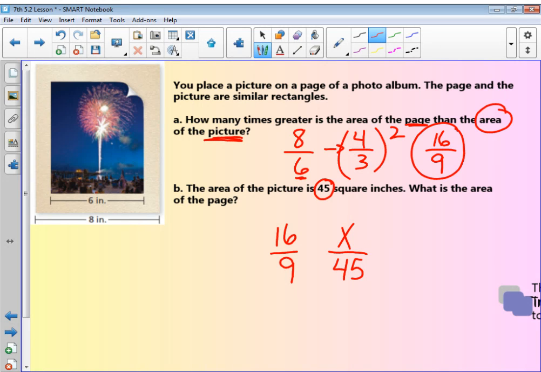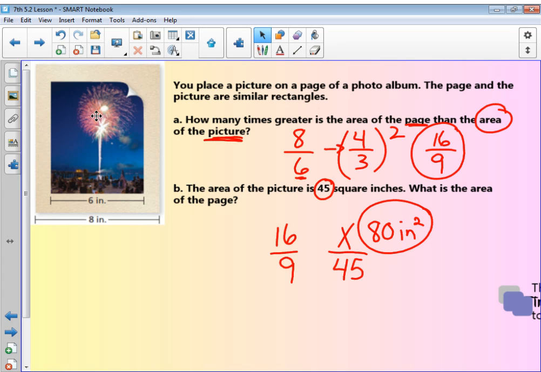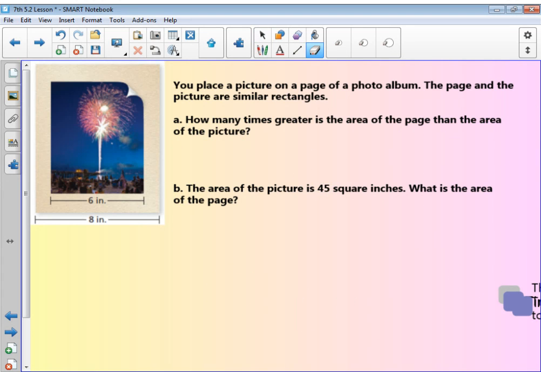Cross multiply and divide, right? This one's kind of a tricky one. It's kind of an advanced thing. So 45 times 16, now we're going to divide that by 9. It gives me 80, so that would be inches squared or square inches. That's just advancing it, one of those higher end questions. I'm going to give you one. I'm just going to jot down maybe a picture, and I want you to try it on your own.